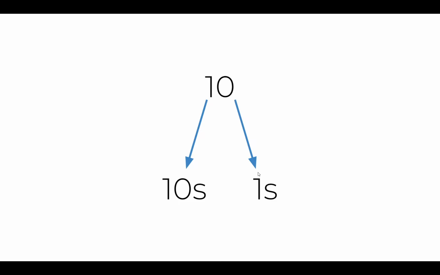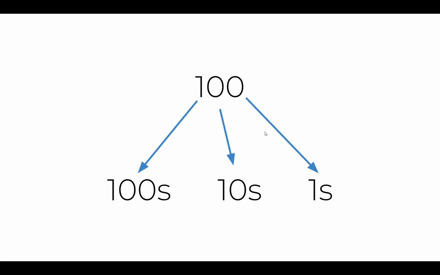We only have digits from 0 to 9. There's no one character that represents 10 things. So to compensate for that, we'll say we have one group of 10 things and zero groups of 1 things. Now for 99, for example, we're saying we have 9 groups of 10 and 9 groups of 1.